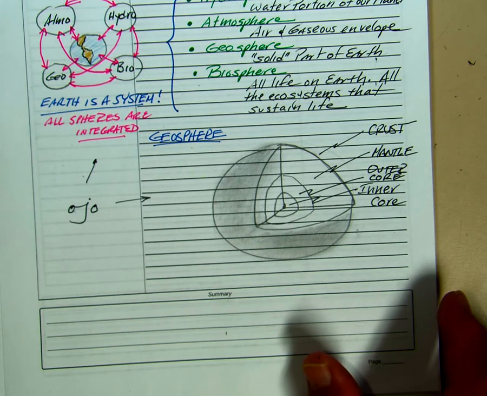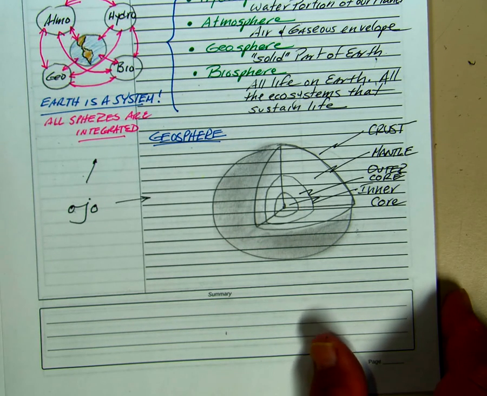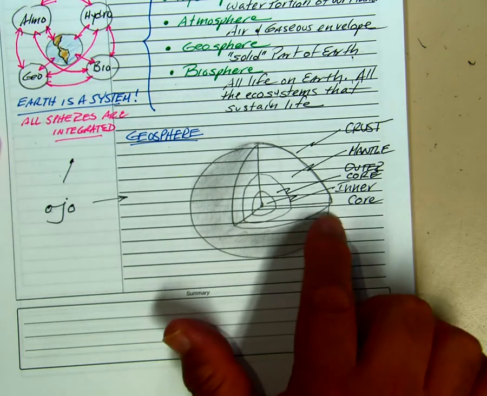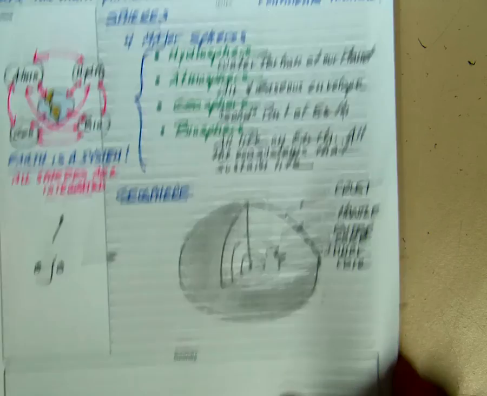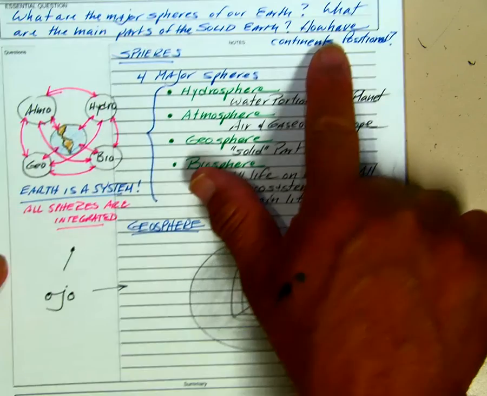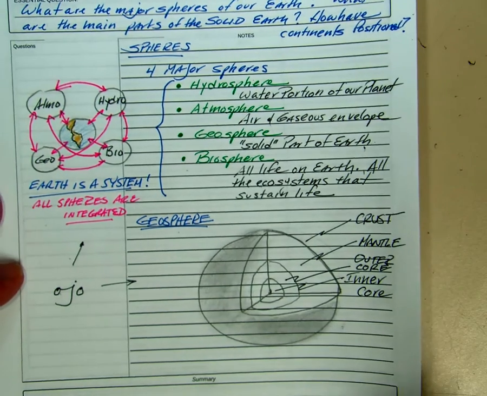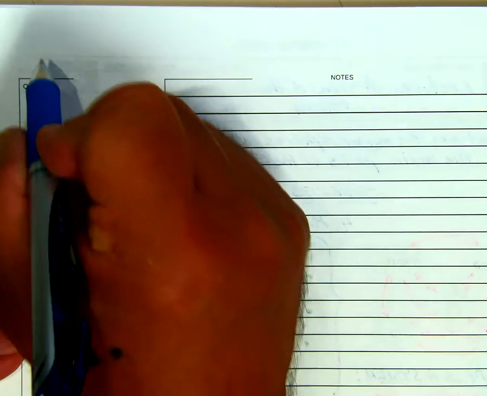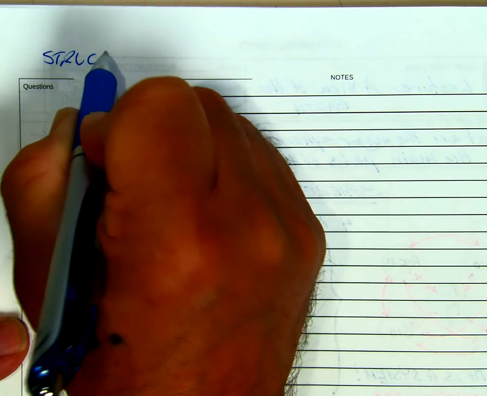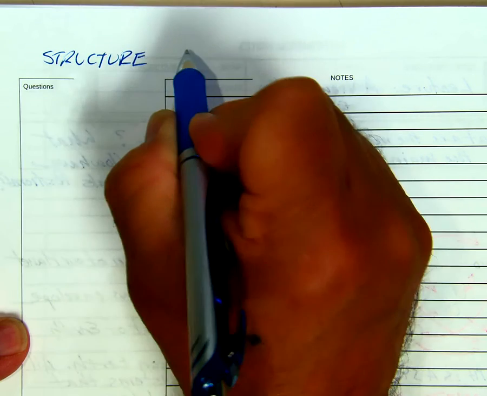Now in the back, what I'm going to do is complete the thickness of each one of these layers, give you a little bit more detail on that, and then address how the continents have positioned themselves with plate tectonics. So let me switch it over to the back. This is what we're going to call the structure of the Earth. Once again, let me zoom in. I'm going to label it up here, structure of the Earth.